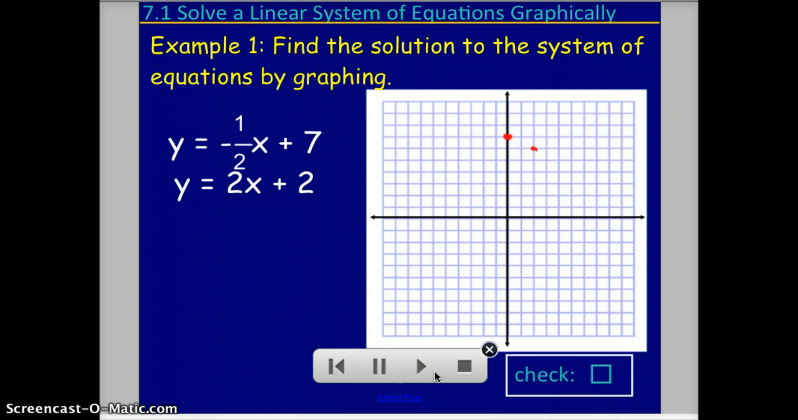We identify the y-intercept, create 3 or 4 points, and then from there we're going to draw a line through those points to create one linear equation. We then use the second equation with the intercept of 2 and the 4 points, and we create our line there. The solution that we're talking about is the point at which the two lines intersect.